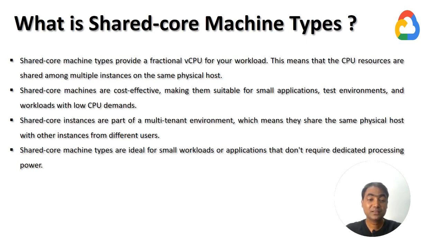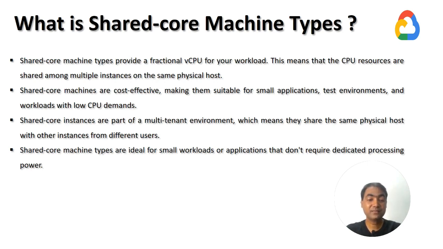These machines are grouped together on a physical host and the CPU is time-sliced among them. Shared core machines are part of the general resource pool where multiple small workloads share the same physical host. They are cost effective but offer limited CPU resources. Shared core machine types provide a fractional vCPU for your workload. This means that the CPU resources are shared among multiple instances on the same physical host.